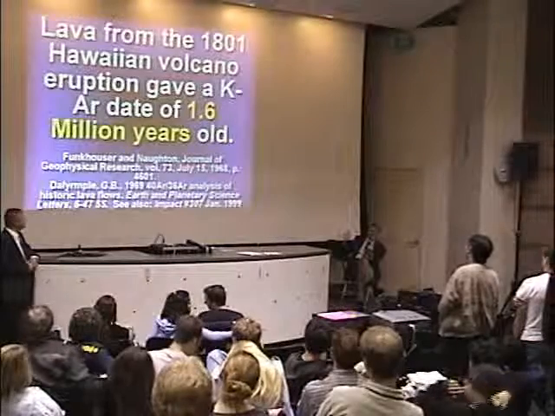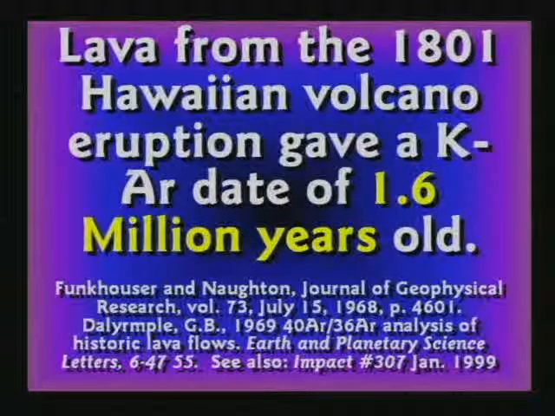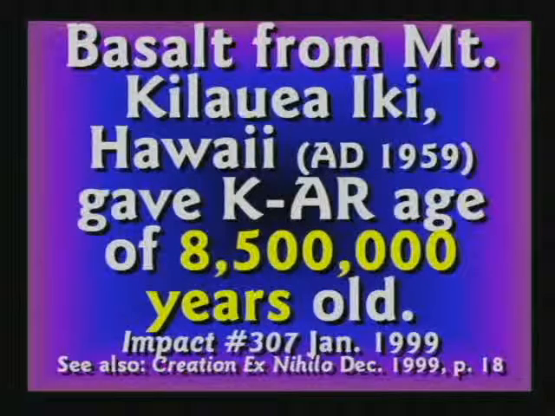Hawaiian lava flow, 1801, a known eruption, was dated with potassium-argon dating at 1.6 million years old. It didn't work, okay? Hawaiian lava flow, in 1959, they knew when the lava erupted. It's supposed to reset the clock. It's supposed to make an event horizon. Well, how come it's 8.5 million years old?